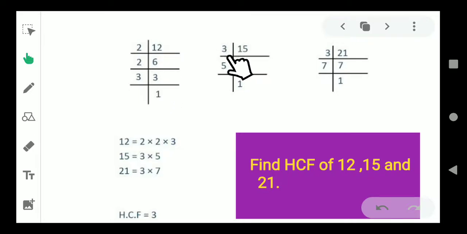15 can be written as 3 into 5, and 5 into 1. 21 is 3 into 7, and 7 into 1. So the prime factors of 12 are 2 into 2 into 3. The prime factors of 15 are 3 into 5. 21 is equal to 3 into 7. Which is the common factor in all three numbers? Only 3. 3 here, 3 here, 3 here. So the HCF of 12, 15 and 21 is 3.